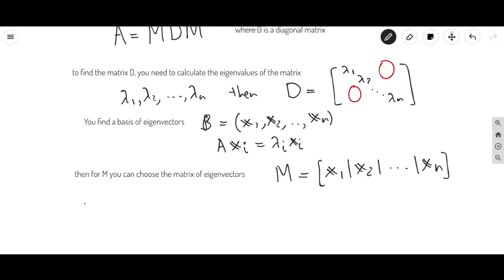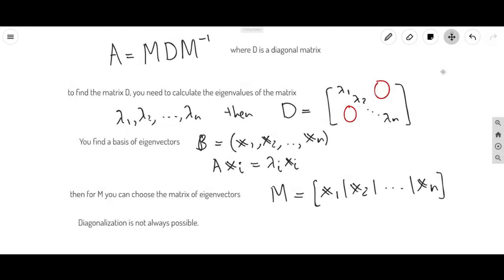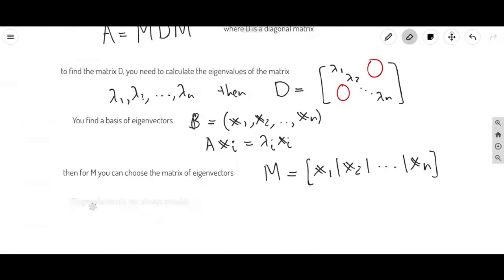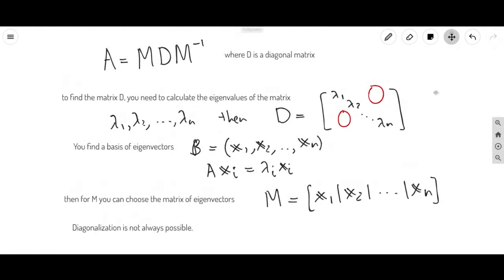We did make a comment that diagonalization is not always possible. The reason is because, as we know, sometimes you cannot find an eigenbasis. It may happen that you simply do not have enough eigenvectors. So if some of these eigenvalues are being repeated and the geometric multiplicity of these eigenvalues does not match the algebraic multiplicity of the eigenvalues, then it is not possible to find a basis, in which case you're not able to diagonalize.